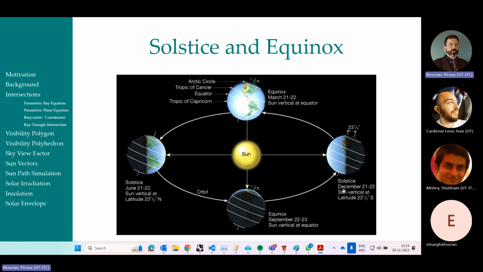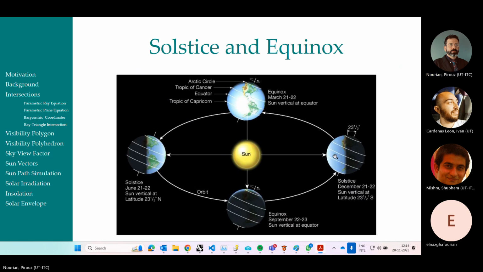You have the lowest altitude or elevation angle for the sunlight in the northern hemisphere. So it's the lowest point of the sun in your skyline in the northern hemisphere, and the highest point for the southern hemisphere, right?